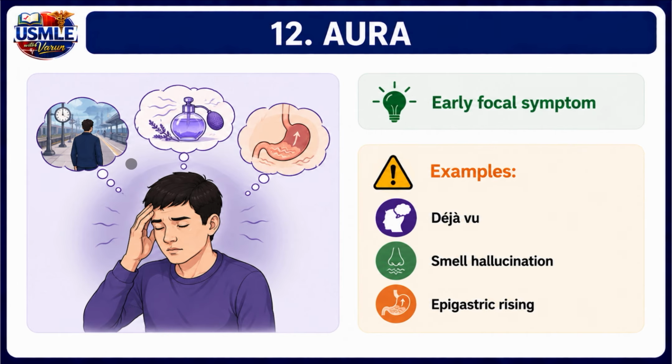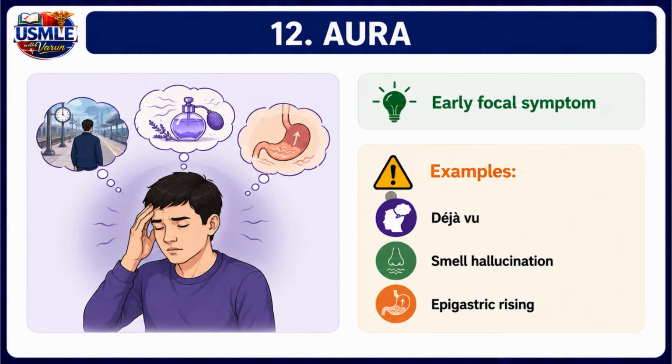An aura represents the earliest manifestation of a focal seizure. Depending on the cortical region involved, patients may experience a rising sensation in the abdomen, unusual smells that are not actually present, or a feeling of deja vu. So, what's this deja vu? Deja vu is nothing but a strange feeling that you have experienced what is happening now. Deja vu is characterized by a feeling that whatever you're experiencing right now, you had experienced it beforehand.